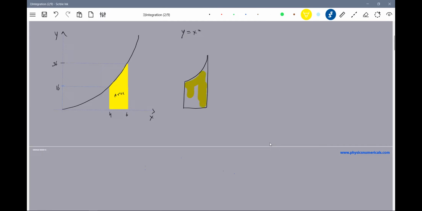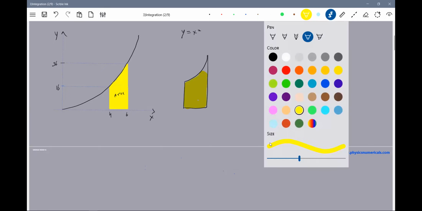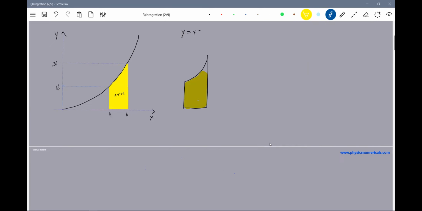Can we find this out? Next question comes. Is it a trapezium? The answer is no, it's not a trapezium. It would have been a trapezium.